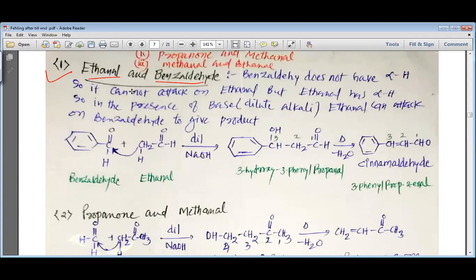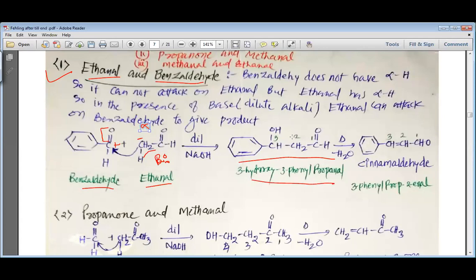So please pay attention. This is your ethanal. Here the ethanal can attack because it has the alpha hydrogen present, where the base can come and attack the alpha hydrogen, so that there will be a negative charge on the alpha carbon, and there will be a slight positive charge on the carbonyl carbon because of the difference in electronegativity of carbon and oxygen, and thus the attack from the alpha carbon of ethanal takes place on the benzaldehyde, and we get 3-hydroxy 3-phenyl propanal.